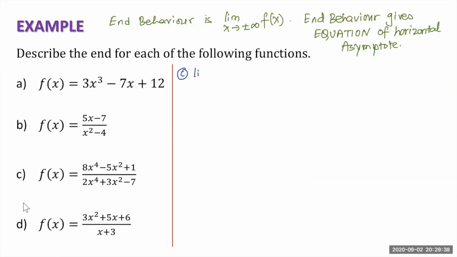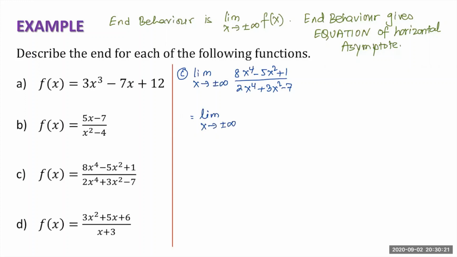In part C, we have to find the limit as x approaches positive or negative infinity, because we are looking at the end behavior. So we have to find the limit as x approaches positive infinity and also negative infinity of the function given here, 8x to the 4 minus 5x squared plus 1 over 2x to the 4 plus 3x squared minus 7.